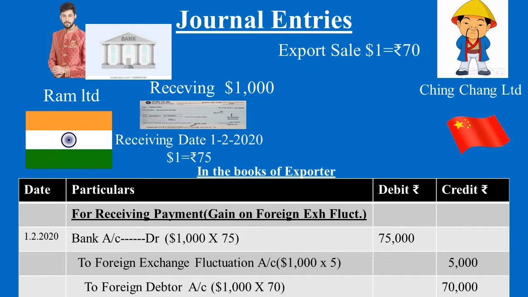Okay, now here at the time of export, the rate was 70 rupees, and while receiving the payment, the rate is 75. That means Ram Limited is receiving 5 rupees extra. So it is profit for Ram Limited. So we have to credit foreign exchange fluctuation account. Okay, and to, who is the giver of the benefit? Foreign debtor is the giver of the benefit. So to foreign debtor account, 1,000 into 70.